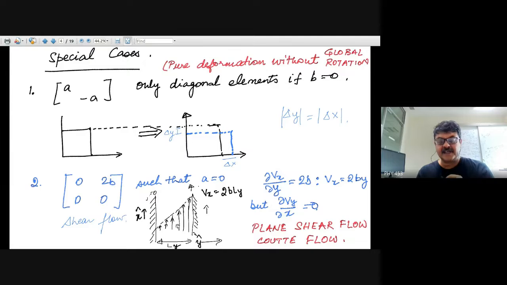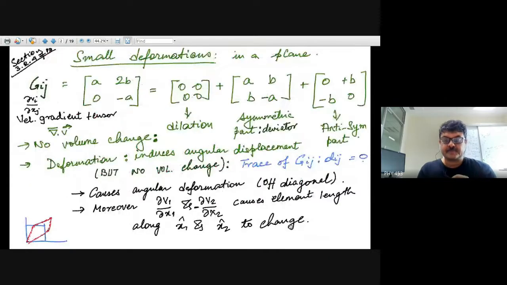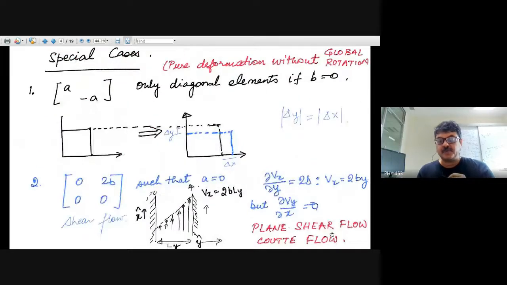The velocity in the x direction will vary as a function of y. As you move in this direction as a function of y, the velocity is going to increase, and that's exactly what you are seeing here. Vx equal to 2by, and this is called a plane shear flow or Couette flow. So this is the example of Couette flow. This corresponds to pure Couette flow, with velocity x increasing in this direction.